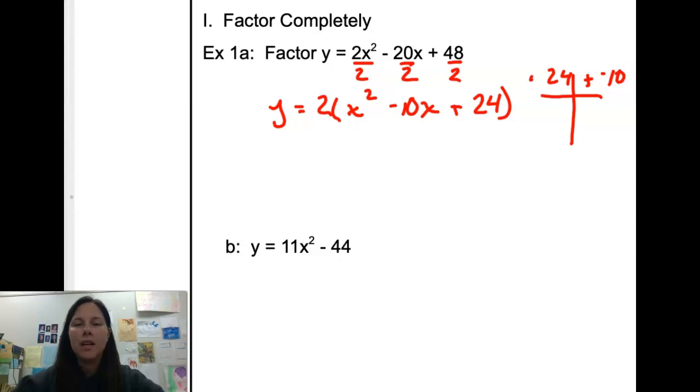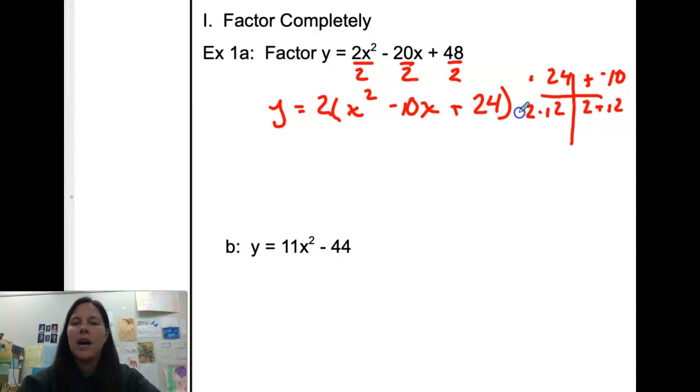It's been a while since I've reminded you of that process, so if you get stuck, if you don't remember your multiplication facts, if you can't figure out the positives or negatives, start with 1. 1 times what gives us 24? 1 times 24, that's not going to add to a negative 10. 2 times 12 gives us 24, which has some potential. So let's see what happens. 2 times 12 multiplies to 24. 2 plus 12 gives us 14.